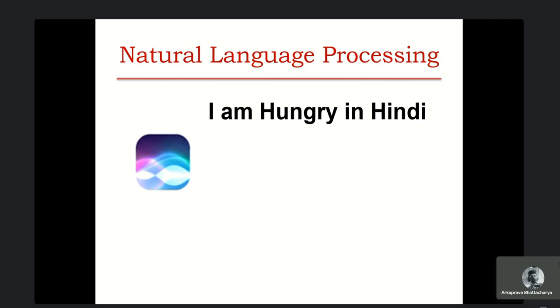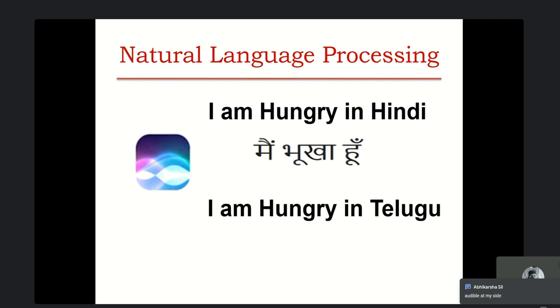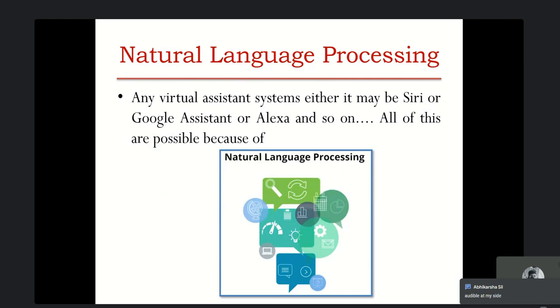Okay, so one more example: if I say "I am hungry" in Hindi, it will definitely convert it into Hindi, that is, मैं भूखा हूँ. Like if I say "I am hungry" in Telugu, it will say నాకు ఆకలిగా ఉంది. So all these virtual assistants, either Siri or the Google Assistant or Alexa or any of the virtual assistants, are all possible because of natural language processing.